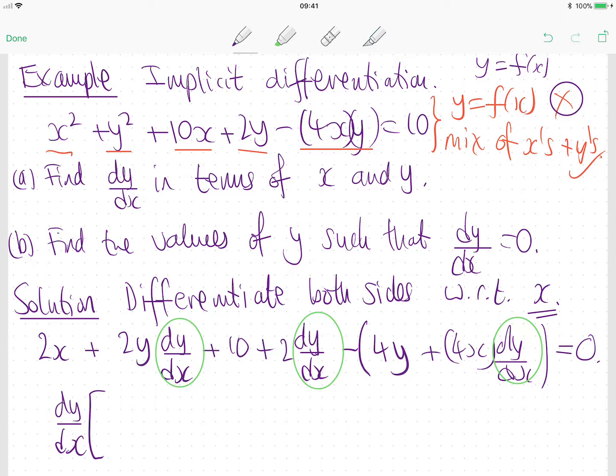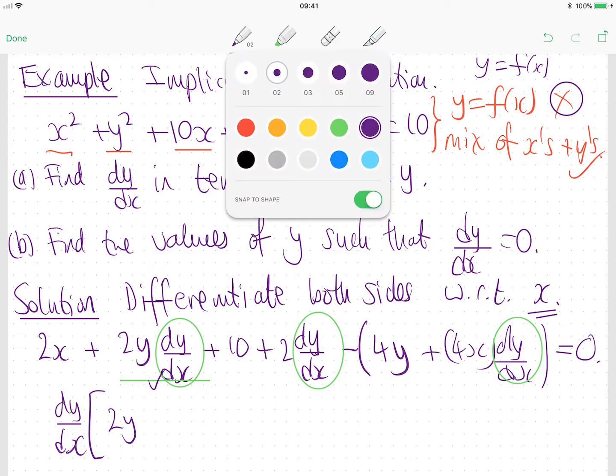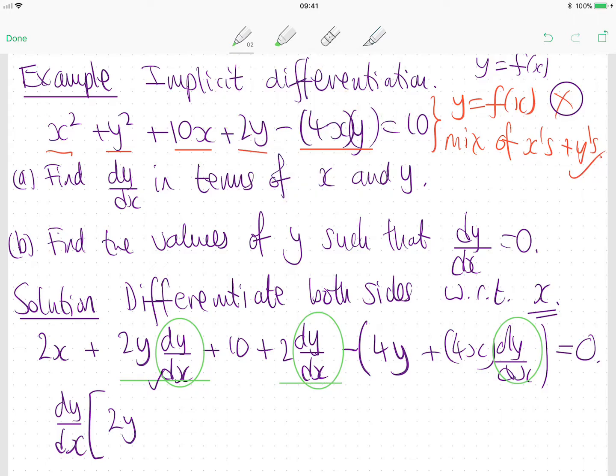So this term, let me highlight it. This term here has a 2y in front of dy dx. That's that one done. And this term has a 2 in front of dy dx. So I'm going to add 2. That's that one done. This term here has a 4x. There's a bracket with a negative here. So this is minus 4x dy dx.